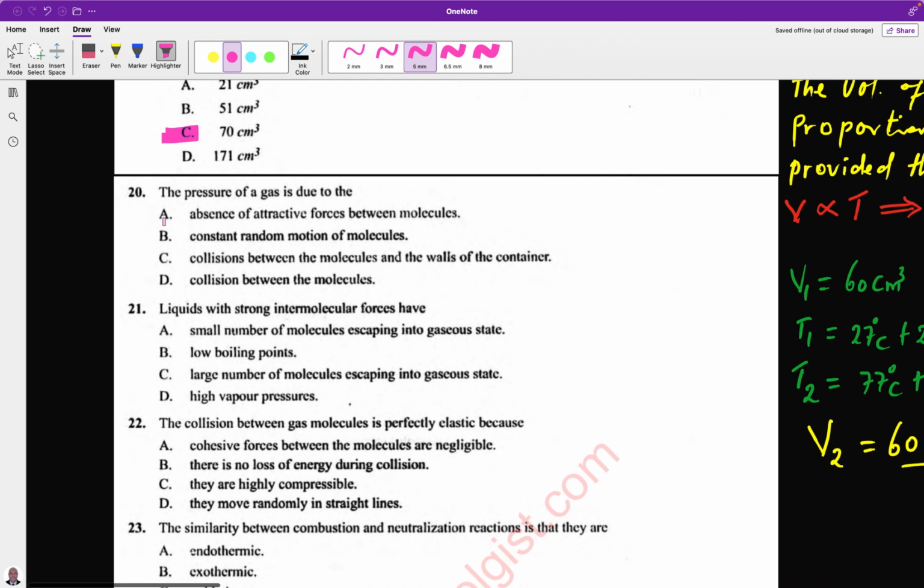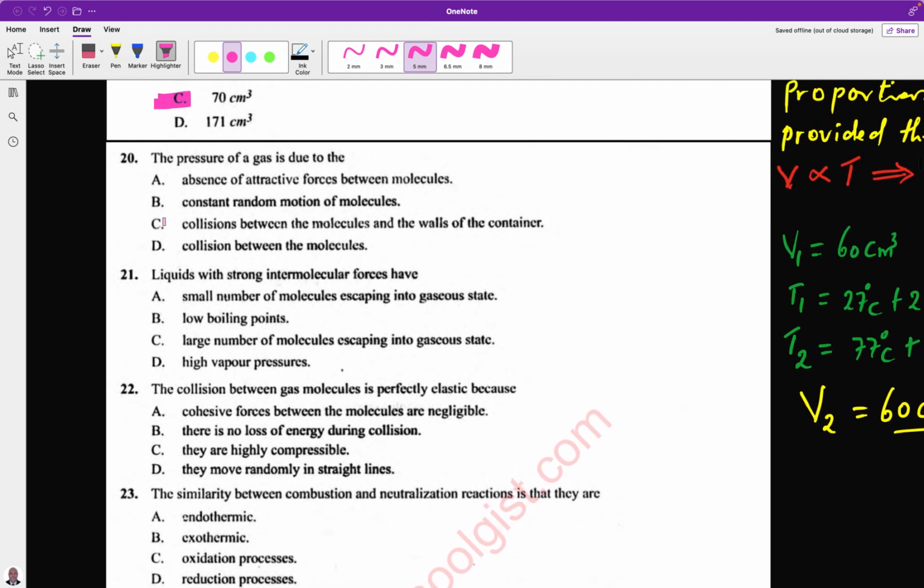Now, question number 20. The pressure of a gas is due to what? Absence of attractive forces between molecules, no. The pressure of a gas is due to the constant random motion of molecules, is not feasible. The pressure of a gas is due to collision between the molecules and the walls of the container.